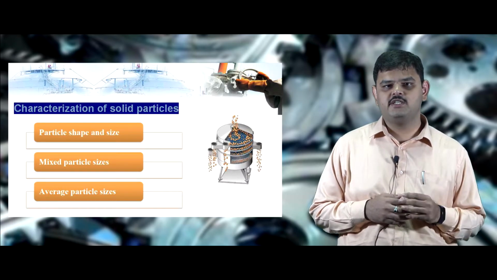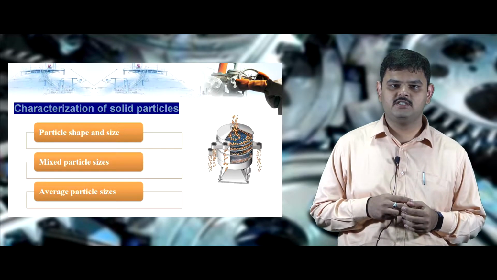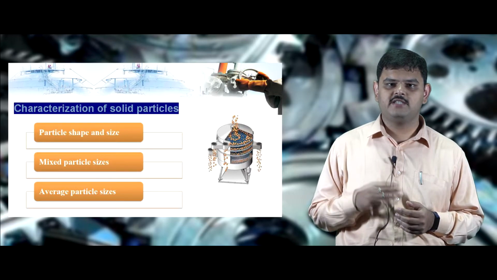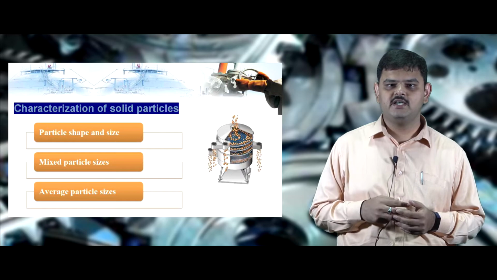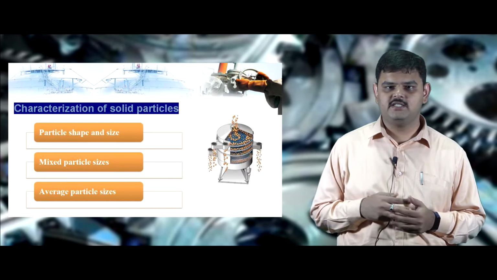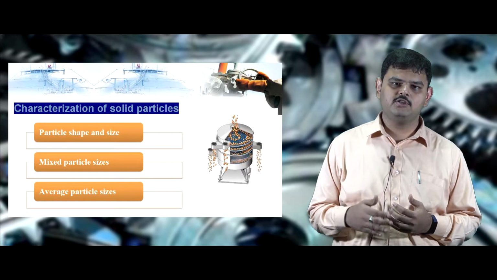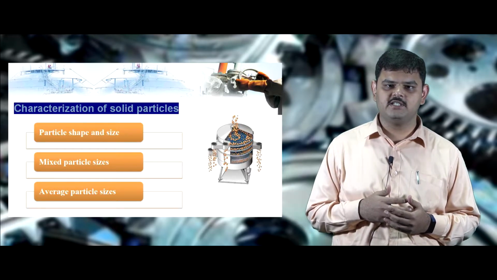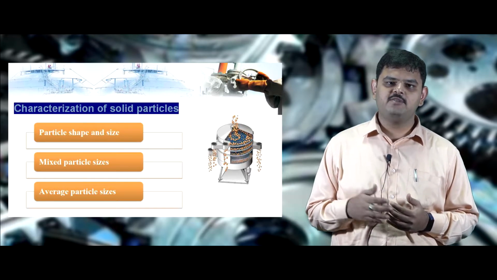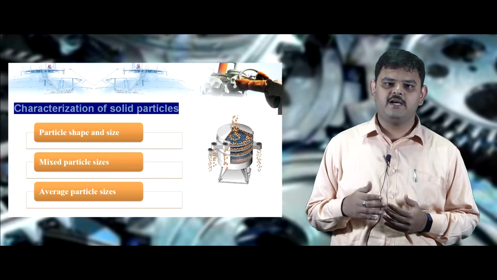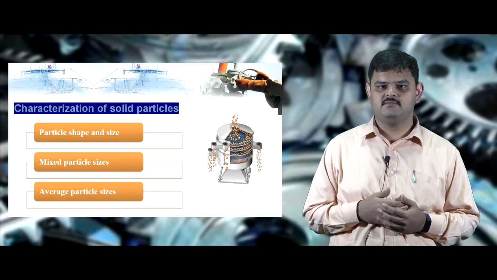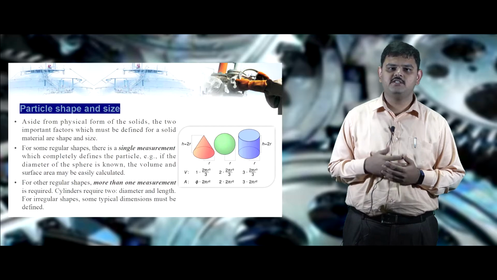The characterization of solids consists of three parts. First one is particle shape and size. The second one is mixed particle size. The third one is average particle size. The mixed particle size is used for calculating the particle size present in the mixture. The average particle size is used for the particles present in the uniform mixture. Next we are going to see about the particle shape and size.